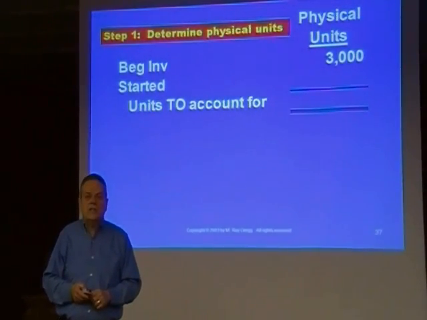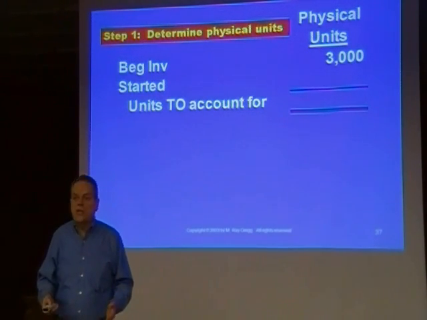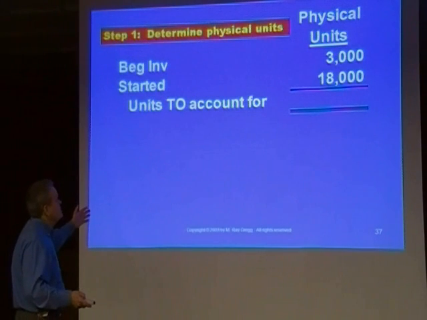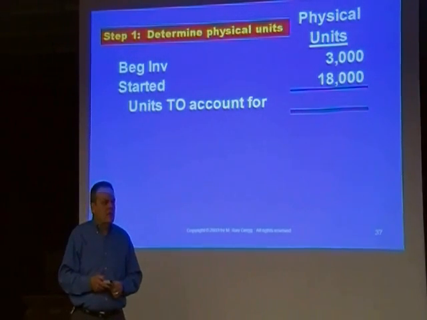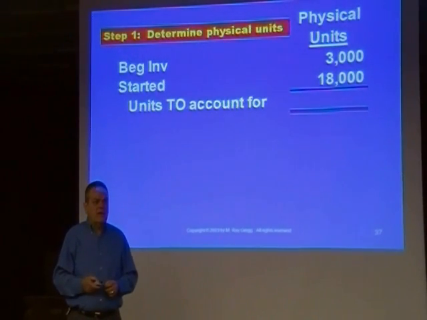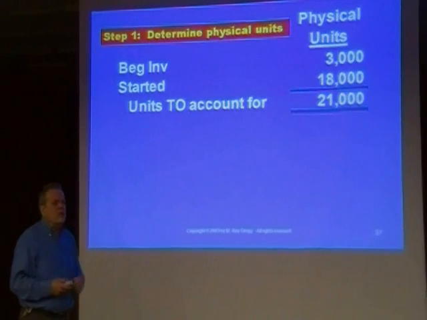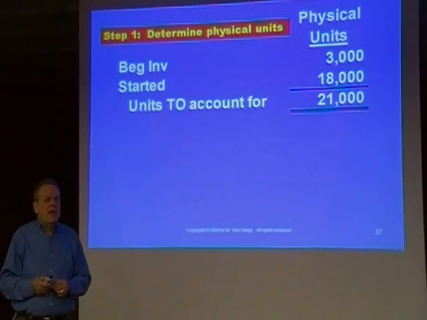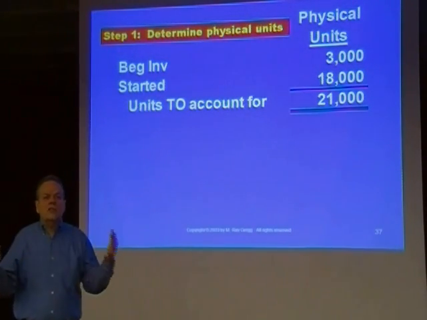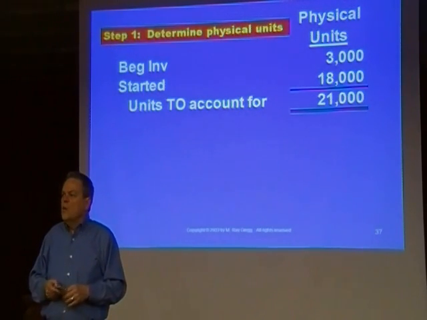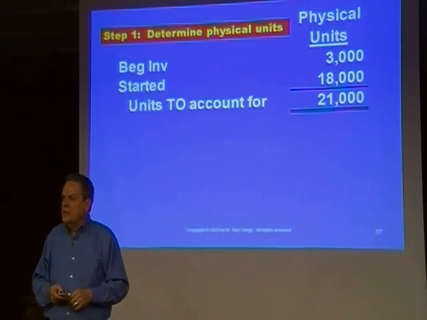Do you see where it says the beginning inventory had 3,000 units in it? Do you see where it says we started working on some units this month? 18,000 units were begun in this period. Say yes or no that you see it. Yes. Good. Then we have physical units, 21,000. There were 21,000 units of materials available for us to work on this month. We need to know what happened to them.